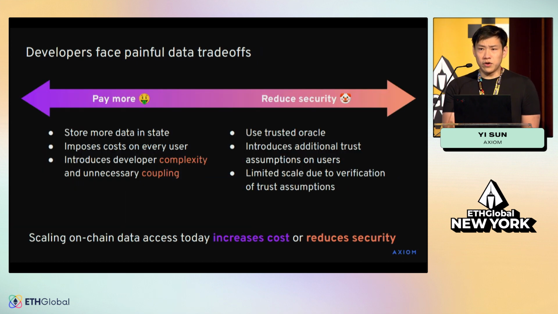So developers work around this by making pretty difficult trade-offs today between paying more to access more data in their smart contracts by just storing more data in storage, or reducing the security of their applications by using a trusted oracle that simply puts data on-chain.